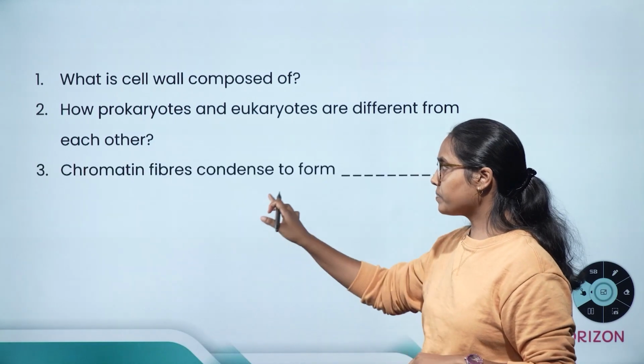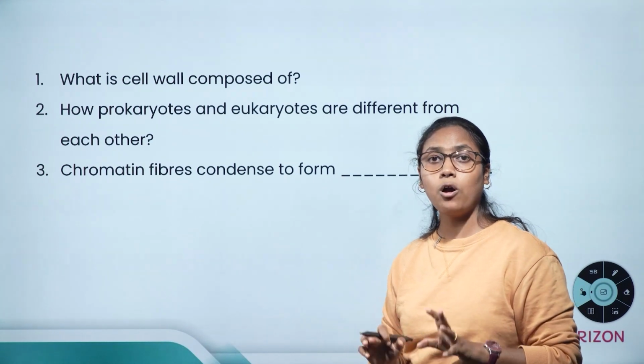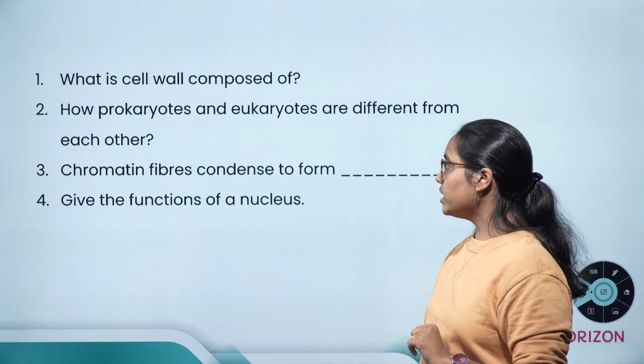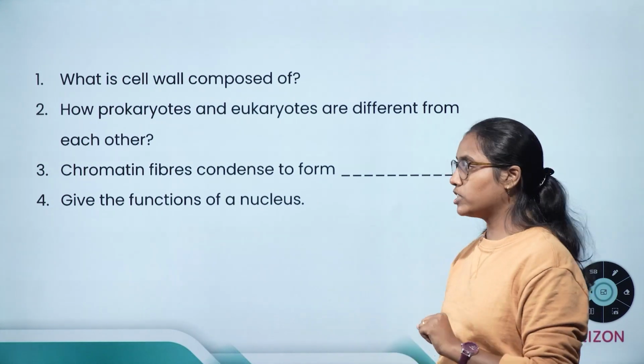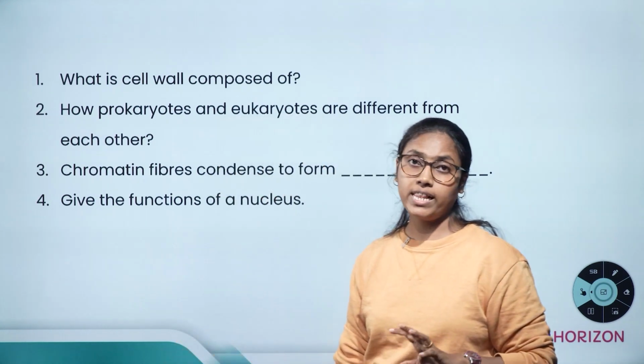Now coming to chromatin fiber: they condense to form chromosomes. Give the function of a nucleus. So you can give the function of a nucleus: it controls all the activity of a cell. It helps in cell division.